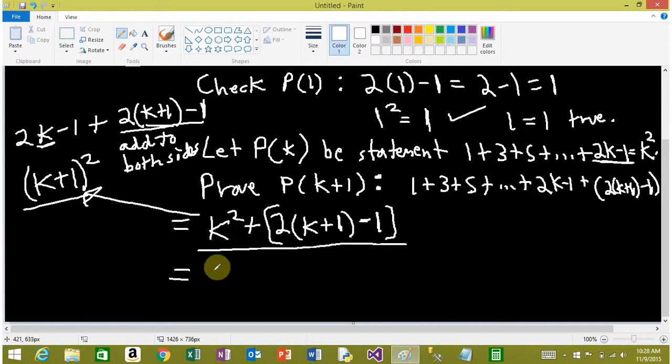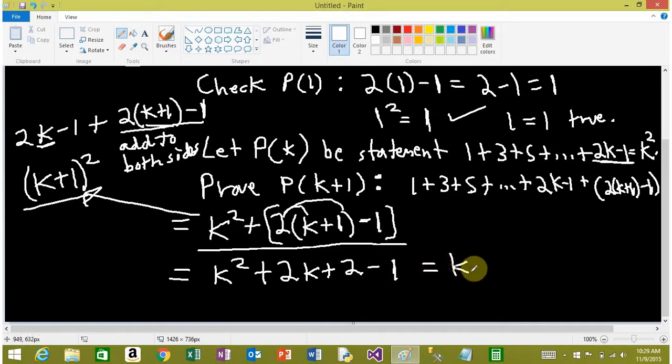So just doing some algebra, we have k squared plus, we're going to distribute the 2 to the k and the 1, so that's 2k. 2 times 1 is 2, minus 1, and that's equal to k squared plus 2k plus 2 minus 1, which is 1.